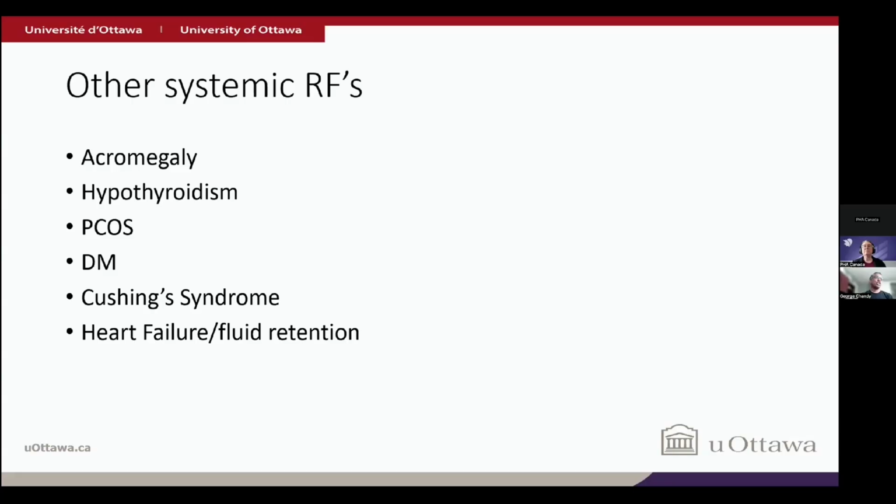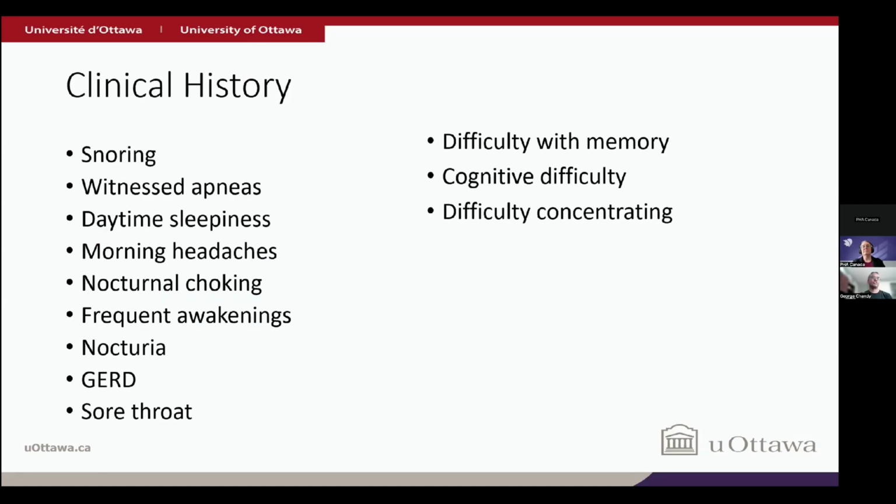Some of these you may not have heard of: acromegaly, where people have increased bone structure in the large bones in their arms, hands, head, and feet, and that can cause crowding; hypothyroidism, polycystic ovarian syndrome, diabetes, Cushing's syndrome, and just heart failure in general, which is actually specifically relevant to our conversation, which we'll come back to.